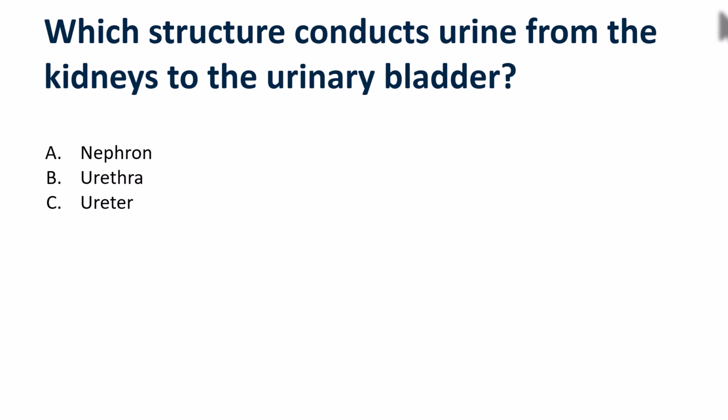So let us assess our knowledge, and that is, which structure conducts urine from the kidneys to the urinary bladder? Is it the nephron? Nope, that's the functional unit of the kidney, of which there are millions in a kidney. Is it the urethra? Nope, that is the tube that voids the urinary bladder to the external world. Is it the ureter? Yes, that is the correct answer.